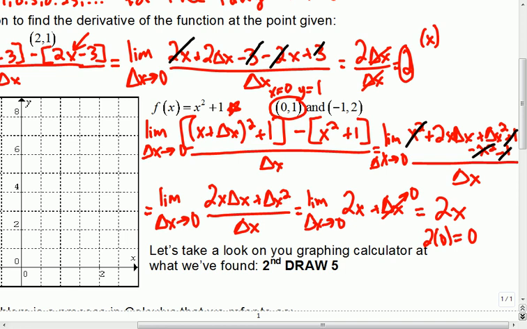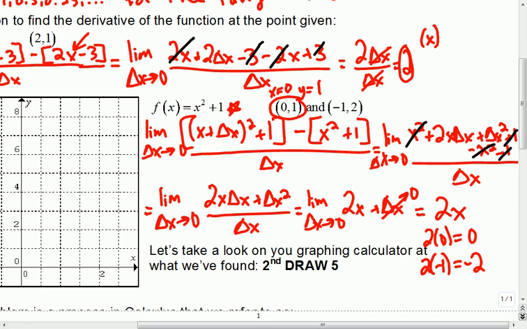Okay. At (-1, 2), the value for x is negative 1. So it's going to have a tangent. The slope will be negative 2. Okay, so we'll verify this in just a second here.